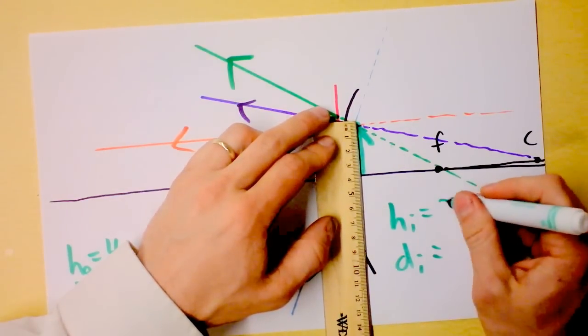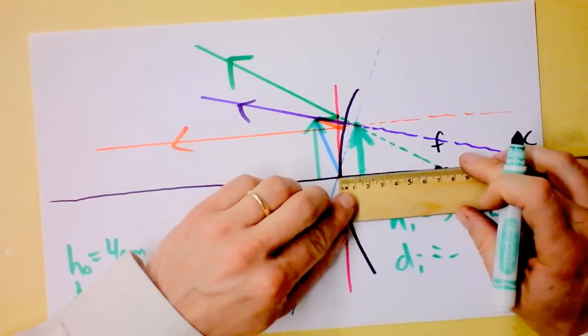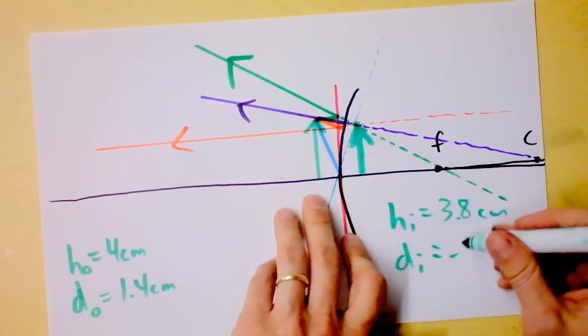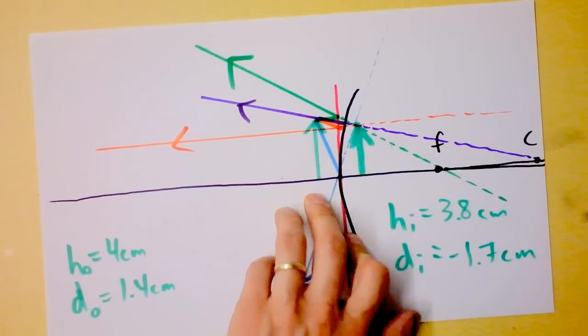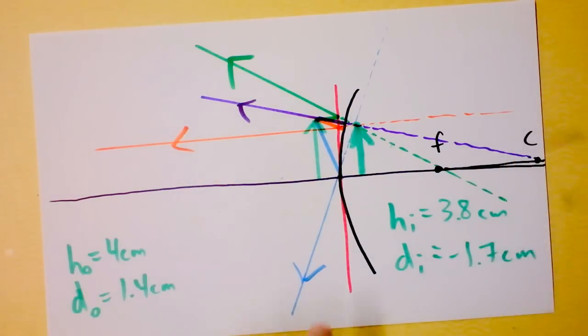Okay, here, the height of the image is very similar to the height of our object. It looks like it's 3.8 centimeters. The distance of the image is on the other side, but it looks like 1.7 centimeters. Wow, we are approaching the effect of a plane mirror, where the distance of the image and the distance of the object are the same, just on opposite sides, and the height of the image is the height of the object.